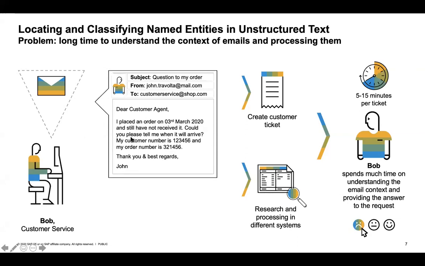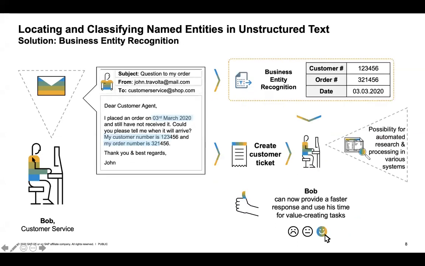But imagine a situation where several emails are coming in every minute or every hour, and there might be some confusing language or words. In this case, business entity recognition comes to the rescue. Once the customer service agent receives the email, business entity recognition directly extracts certain information. For example, on the right side, it extracts the customer number, order number, and date. And then this whole process can be automated.